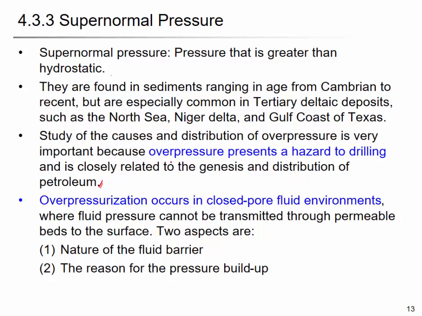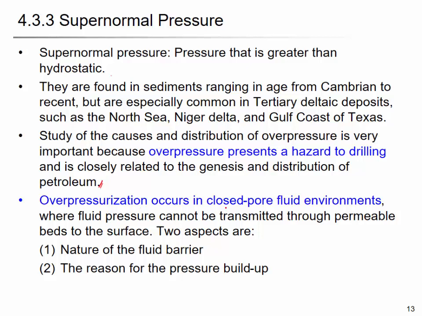Why? The presence of an overpressure zone means that there is a permeability barrier. Then you have a high chance of having a trap so that the oil can accumulate. So finding this overpressure zone is positive in terms of petroleum exploration, but it may have a negative effect in terms of drilling.